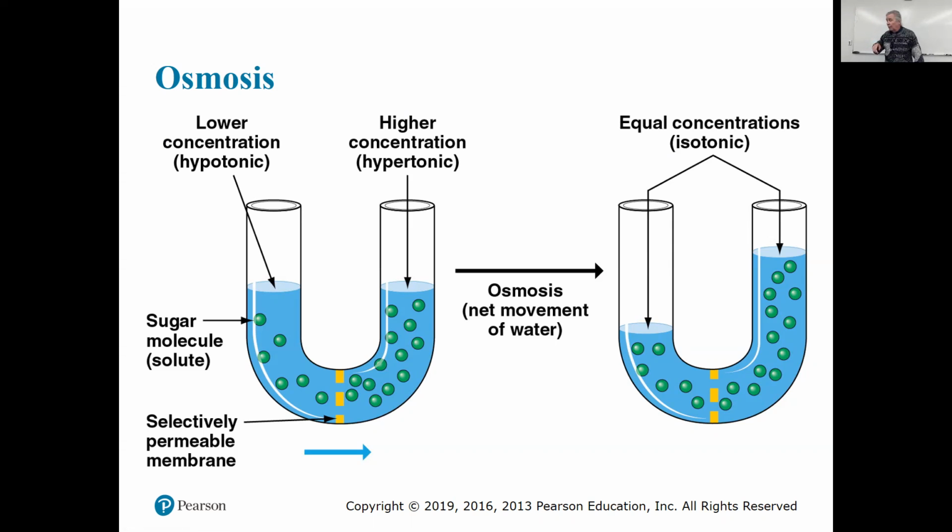And it'll go until it reaches what's called isotonic, equal concentration of water on both sides. That's what it's trying to go to, because it's a form of diffusion. So you want to go to equilibrium. So on the right is equilibrium. Same water concentration on the right as on the left.